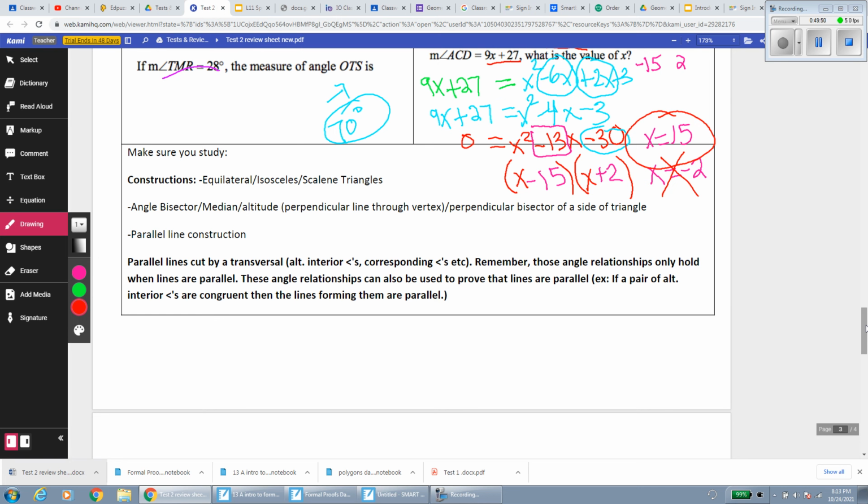Make sure that you also study the angle relationships formed when parallel lines are cut by a transversal, like alternate interior angles, corresponding angles, same side interior angles, etc. Remember, those angle relationships only hold when lines are parallel, but most of the time in questions, they'll tell you that you have parallel lines, just like the ones on the review sheet that we saw before. So the angle relationships can also be used to prove that lines are parallel. For example, if you can find a pair of alternate interior angles that are congruent, then you can actually prove that lines are parallel. So that's just something to keep in mind as well.